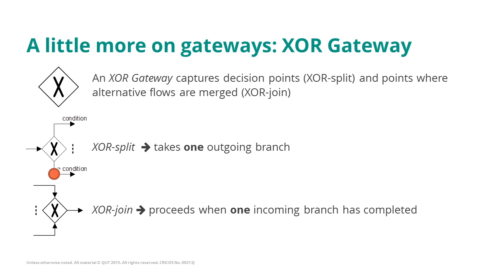On the other end, the XOR join proceeds when one incoming branch has completed. So no matter where we receive the token from any incoming branch, as soon as we receive the token, we will send that through to the output branch. So essentially, this is a simple merge of multiple alternative flows.